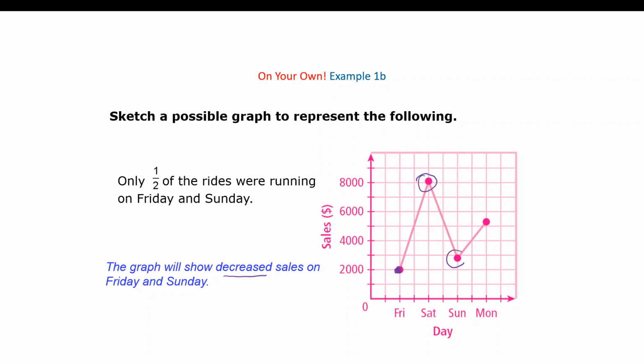And then on Sunday, we only have half the rides going again, and then back up a little bit more on Monday. And notice they put it not quite as high as on Saturday because most of the kids might be in school or something on Monday. It's usually just a low day at the park.